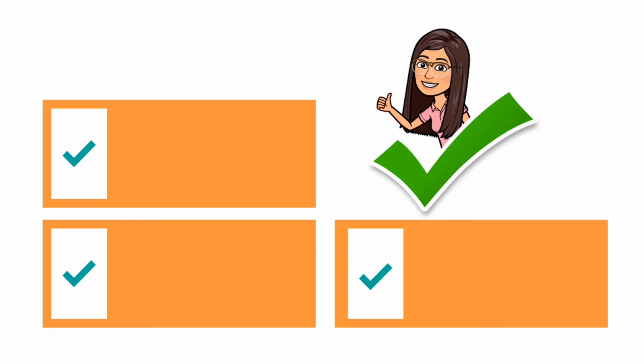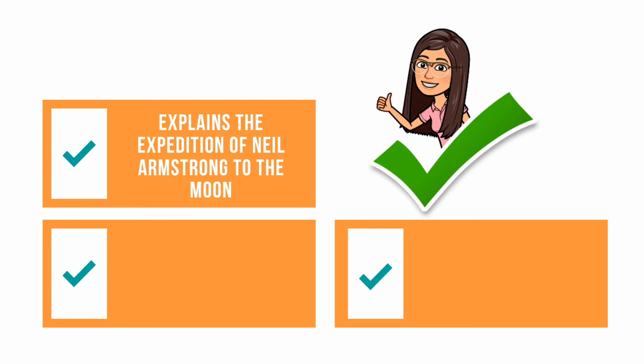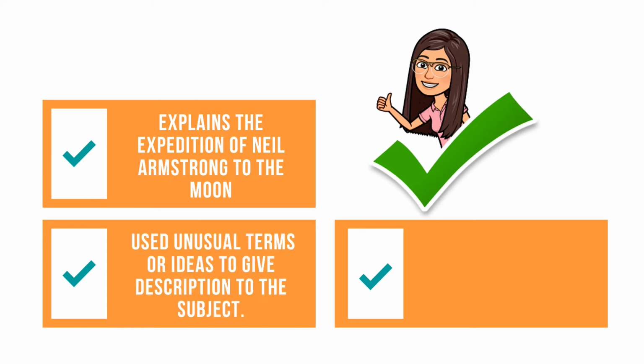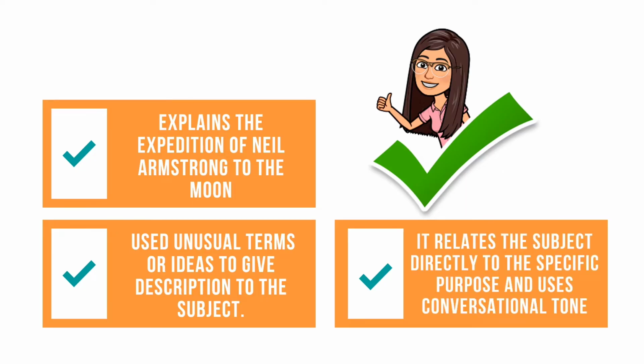That is an example of informative text because it explains the expedition of Neil Armstrong to the moon. It used unusual terms or ideas to give description to the subject, and it relates the subject directly to the specific purpose and uses conversational tone.